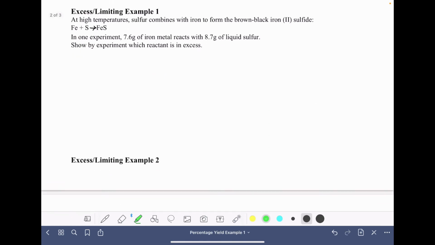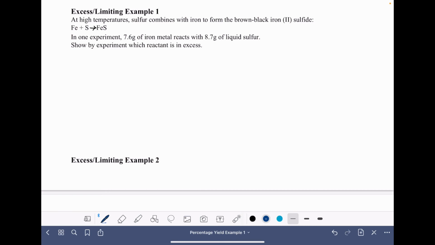Okay, here's our first example of an excess and limiting question. In the standard higher papers, you are given a question on excess that's phrased as prove by calculation or show by calculation which reactant is the limiting reactant. If you look further back in past papers or in other examples, sometimes it asks which is limiting, which is in excess, or prove which is limiting, which is in excess.